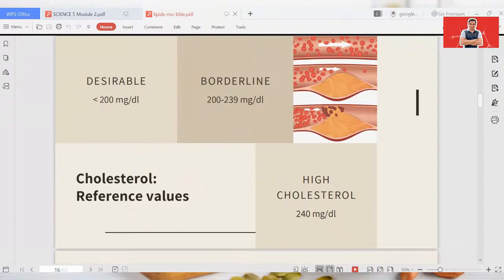So next is the cholesterol reference values. We have the desirable level, which is less than 200 mg per dL, for the borderline between 200 to 239 mg per dL, and for the high cholesterol, 240 mg per dL.